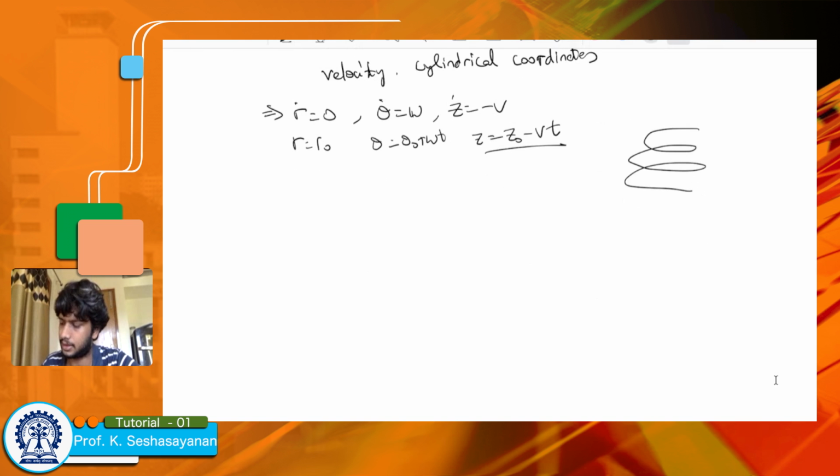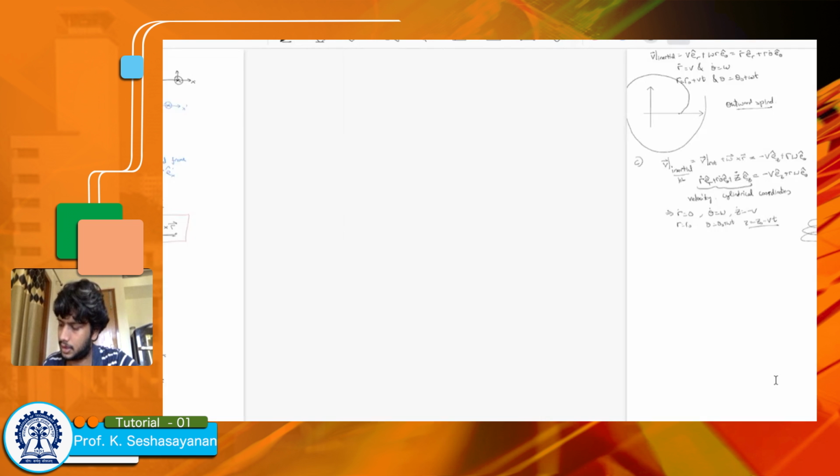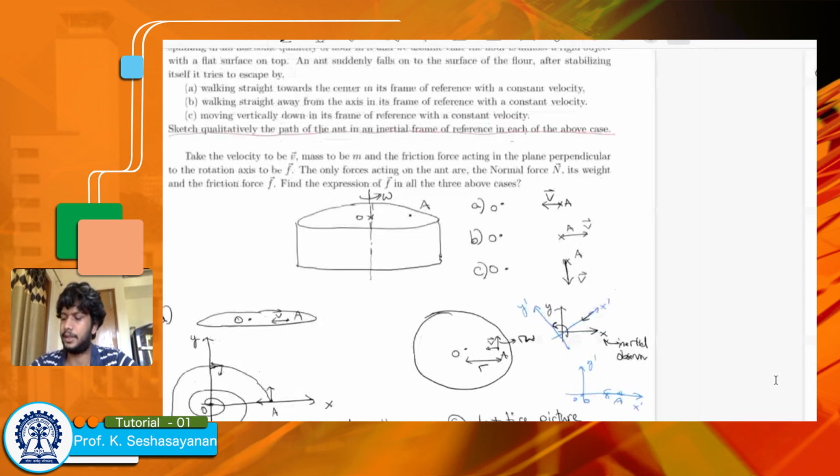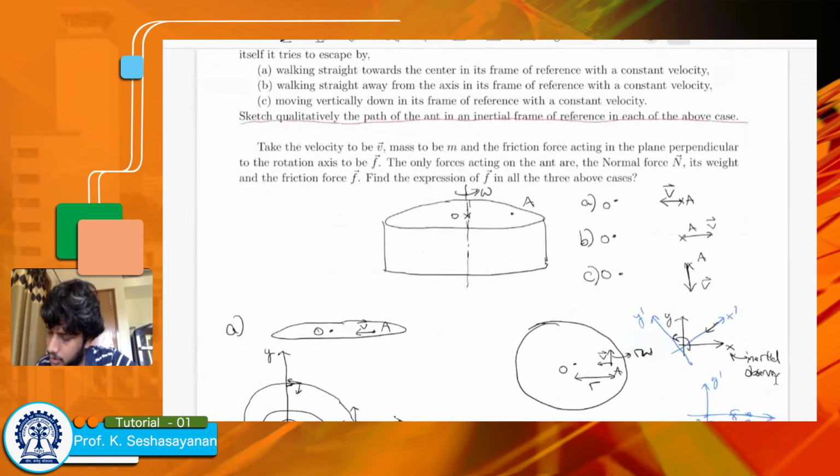Now let's go to the next part. So now we have the next part, which is to take the velocity to be v vector, mass to be m, and the frictional force acting in the plane perpendicular to the rotation axis to be f. So there's some kind of frictional force acting on the ant, which acts only in the plane perpendicular to the rotation axis. So it's only in the xy plane, and it's given by f vector. The only forces that act on the ant are the normal force, its weight, and the frictional force. So these are the only external forces that act on the ant.